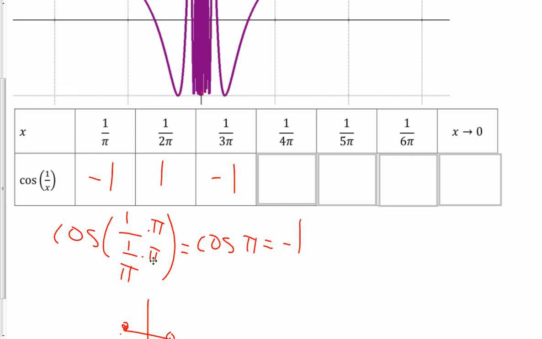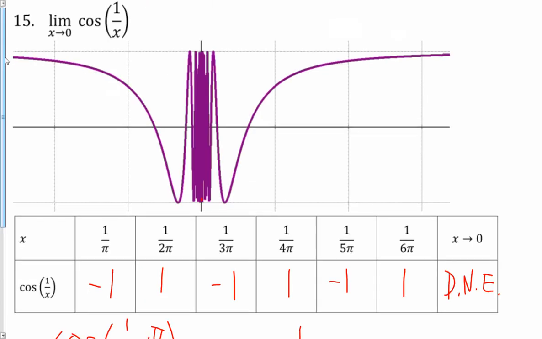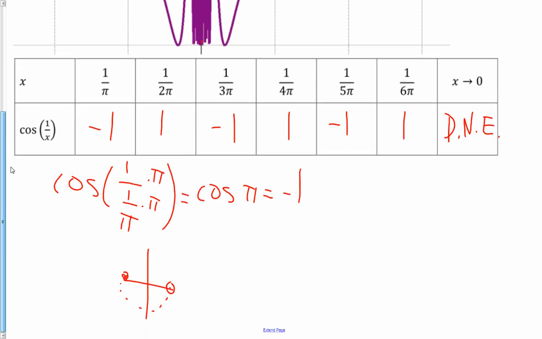1 over 3 pi plugged in gives you cosine of 3 pi, right? And it's just going to keep doing this ping pong back and forth, right? And these numbers are getting smaller and smaller, and it can't even settle. And this is only one side. So since one side is not even settling at which value it's going to approach, we're going to say the limit as x goes to 0 does not exist, because it won't even have a limit on just one side. We couldn't look at both. Just one side didn't give us an answer.